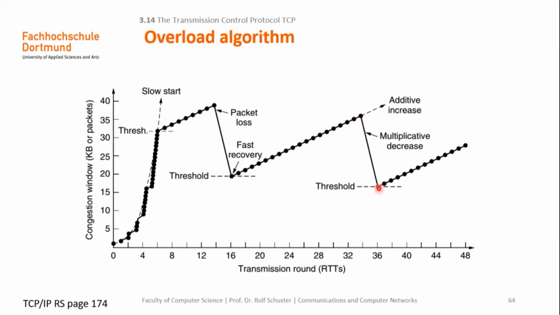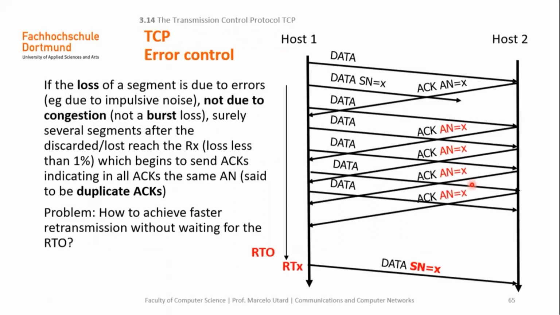And in that way, we react quickly to the packet loss, which is typically not due to congestion, but due to very low congestion or to an error, for instance, an impulsive error that changes only some bits in only one segment in the network. Then we will look deeper at some details.